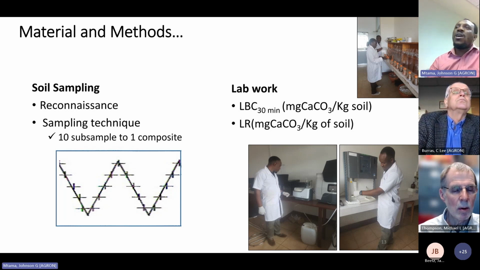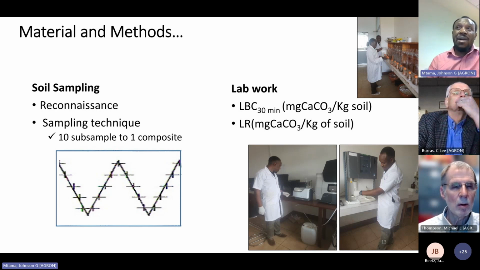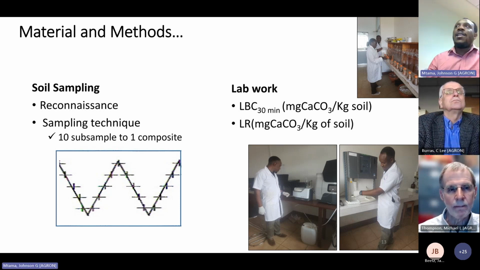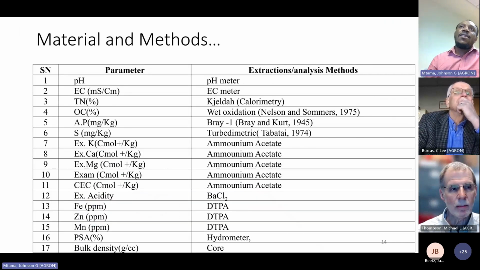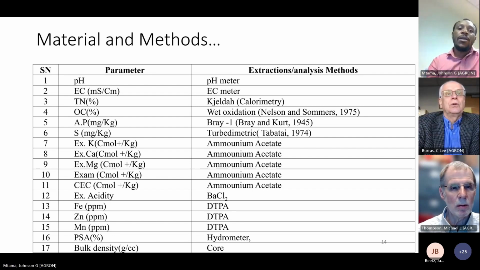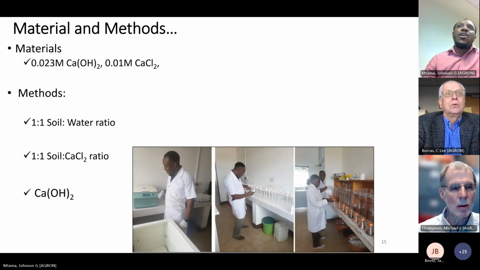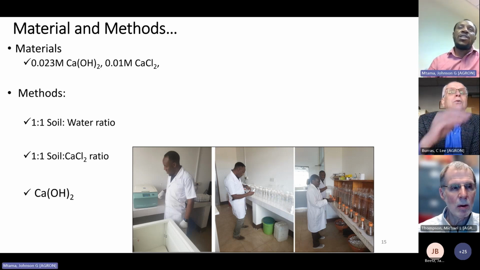And these samples were taken to the laboratory, where for the purpose of lime characterizations, we looked at the lime buffering capacity and the lime requirement. These are the other methods that have been used to characterize some other physical properties of the study sites. For the characterization of the lime buffering capacity and the lime requirements, two working solutions were used, that is calcium hydroxide 0.025 molar and 0.01 molar calcium chloride.